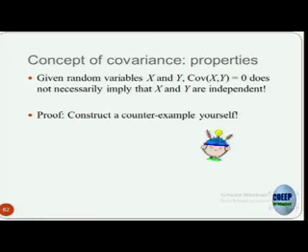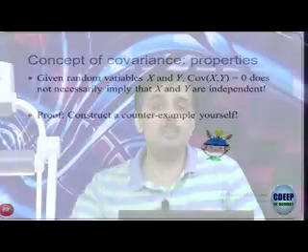So you have to think of an example of this kind, and then I will tell you some in the next class. Let me repeat. Independent implies covariance is 0. In fact, random variables whose covariance is 0 are called uncorrelated random variables. So independent implies uncorrelated, but uncorrelated need not imply independent.